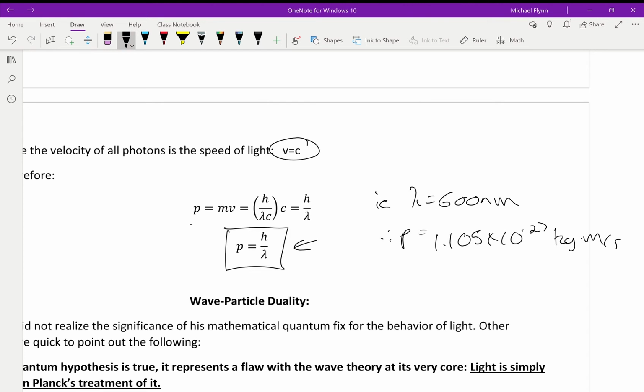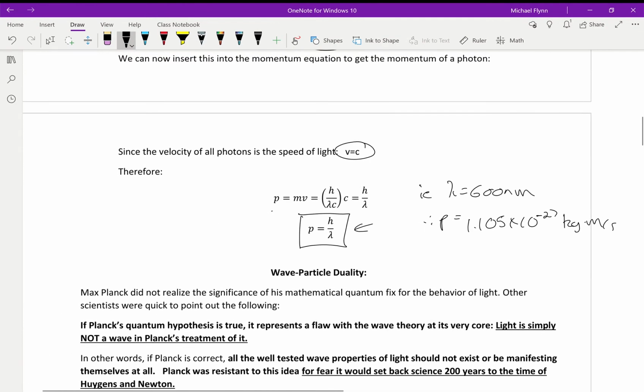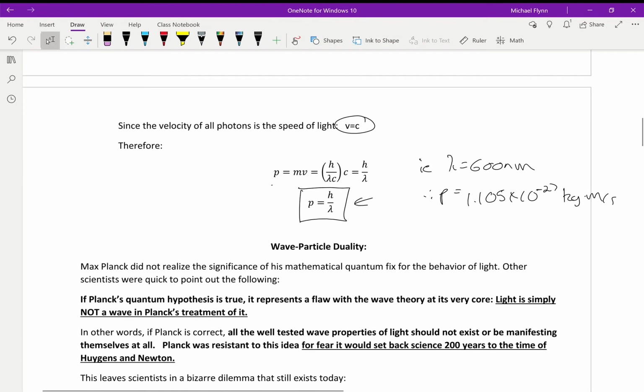Okay, now that might not seem like a lot, and it's definitely an extremely tiny number, but don't forget that the mass of an electron is 9.11 times 10 to the negative 31 kilograms. So that might not be a lot of momentum for you and I, but it's enough to push around these electrons, and that's why it's significant, okay? All right, so there you go. That's the momentum of a photon. Now, if we try it with blue light, of course, the shorter the wavelength, the more the momentum. Okay, so gamma rays would have the highest momentum, and radio waves would have the lowest momentum.